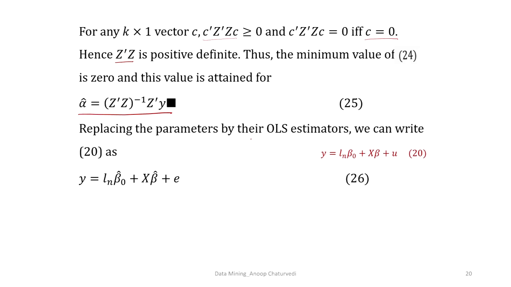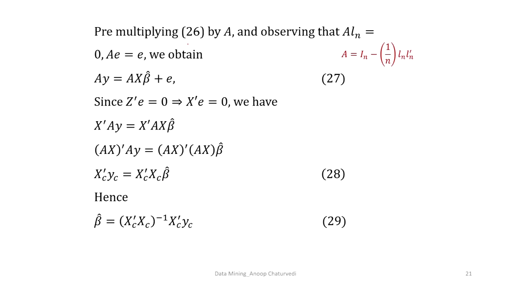Further, if we replace the parameters by their OLS estimators, we can write the model 20 in the form y equal to l_n beta hat naught plus x beta hat plus e. Then we pre-multiply equation 26 by A. And you observe that A l_n is equal to 0. Now, A is I_n minus 1 upon n l_n l_n transpose. So, if you pre-multiply A to any vector, it gives you the vector as deviation from mean. And the mean of this vector l_n is 1, so you get 1 minus 1, which is 0.